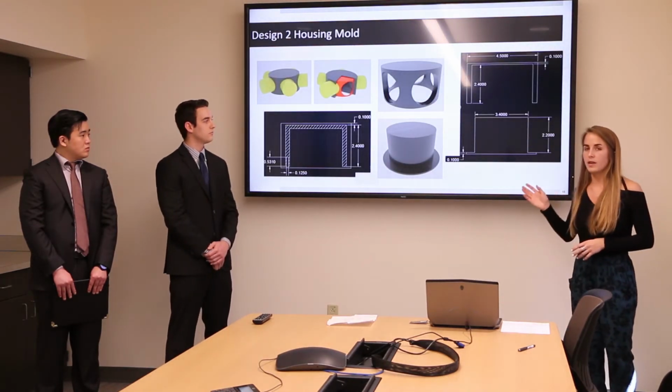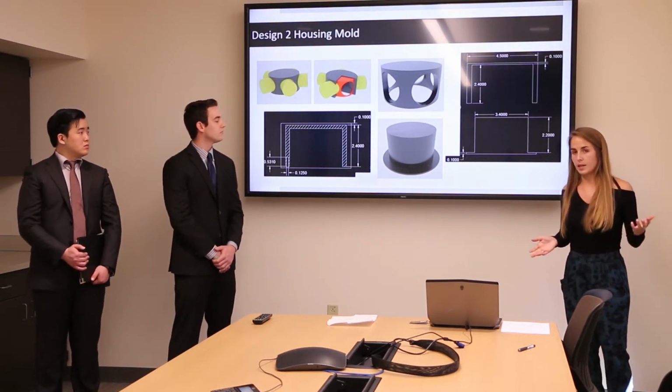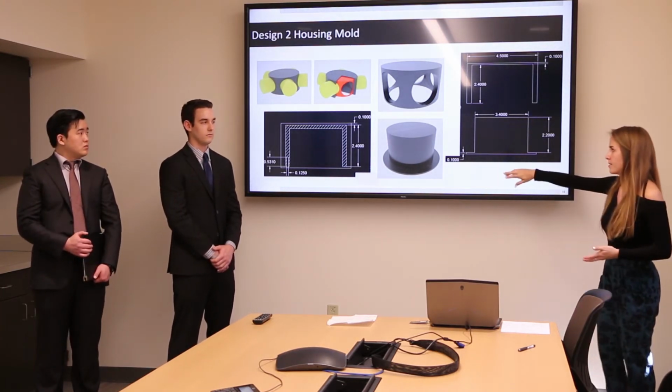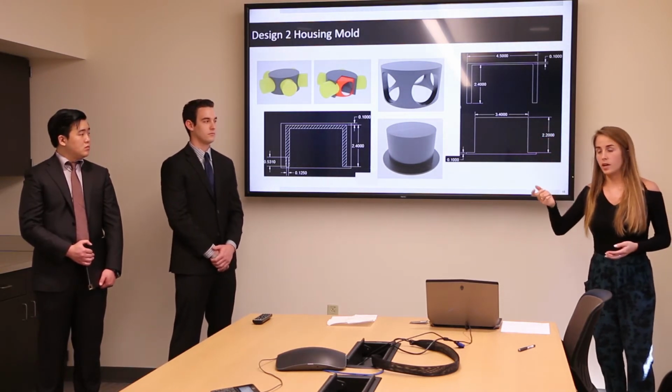So the design 2 housing mold is very similar to design 1. We liked how we modeled the molds. Side A comes on top of side B. We decreased the thickness of the molds, again, to save money on raw materials.